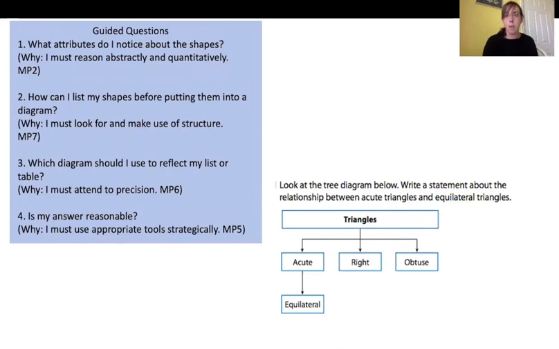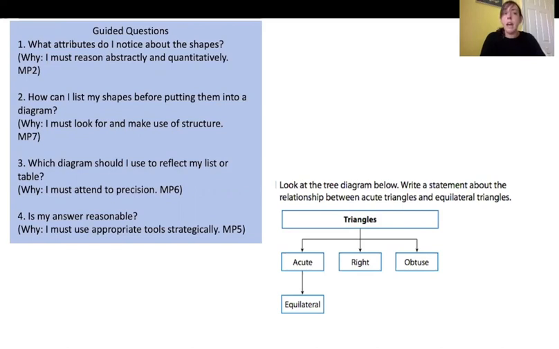So I noticed this problem right here, and it says, look at the tree diagram below, write a statement about the relationship between acute triangles and equilateral triangles. Okay, so this is that tree diagram that I was talking about that I didn't have an example of. We've talked about a flowchart and we talked about a Venn diagram. So looking at this tree diagram, my very first guided question says, what attributes do I notice about the shapes?